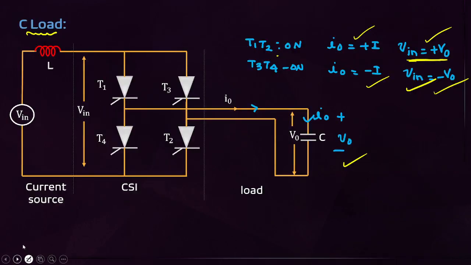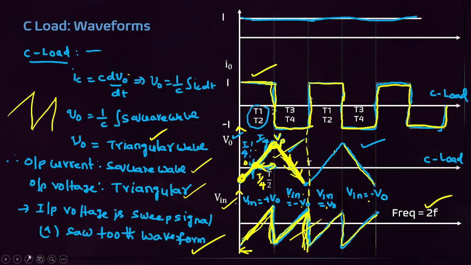In a current source inverter, for any load, the output current waveform is fixed, but the voltage waveform depends on the load. Now I am drawing the waveforms for a purely capacitive load. This is important. In a current source inverter with a purely capacitive load, the voltage waveform is triangular. See the difference: in a voltage source inverter with a purely inductive load, the current waveform is triangular. That is the inductive load current concept, and the capacitive load voltage concept. That's why the voltage is a triangular wave. The output voltage is triangular, and the input voltage is a sweep signal or sawtooth waveform.